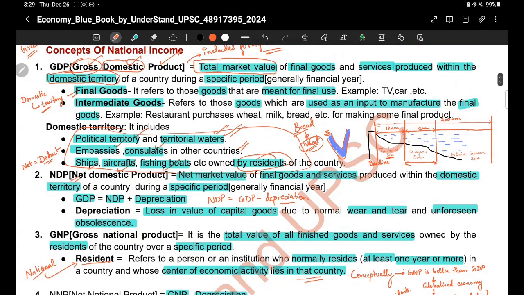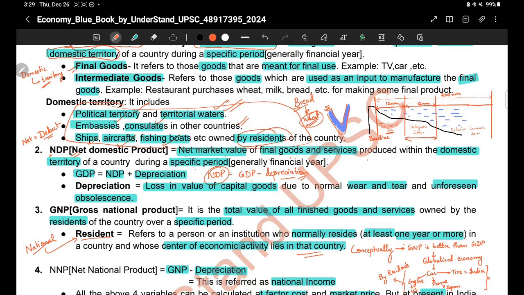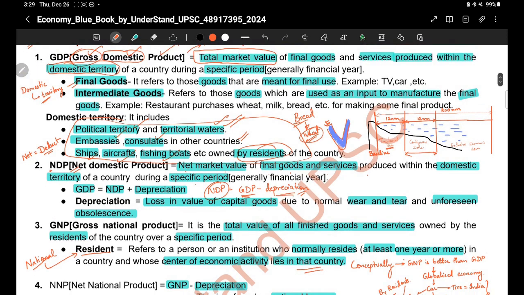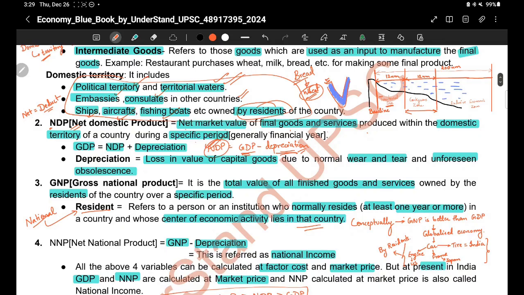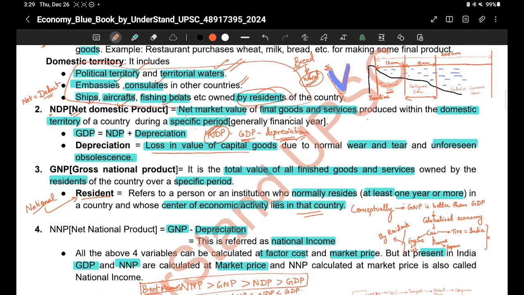net domestic product. When we say net, we are going to deduct something. What are we going to deduct? We're going to deduct depreciation from the gross value. Okay, net market value of final goods and services produced within the domestic territory of a country during a specific period. So net domestic product is equal to the GDP, that is the above one, minus depreciation, because we are calculating net over here. This gives a better value of the GDP because depreciation is excluded. What is depreciation? Loss in the value of capital goods due to normal wear and tear and unforeseen obsolescence. Okay, it is getting older and older, that's why it is losing value, so we are subtracting it from the GDP. Hence NDP is a better measure.